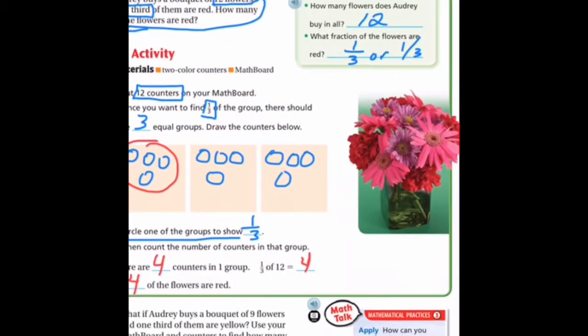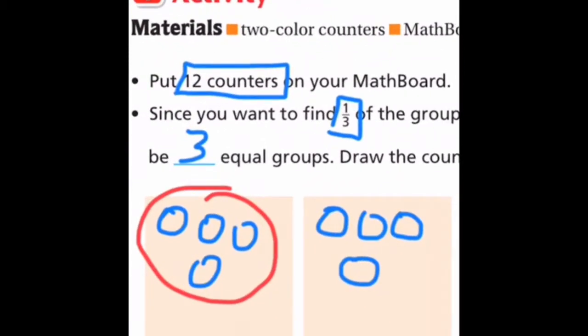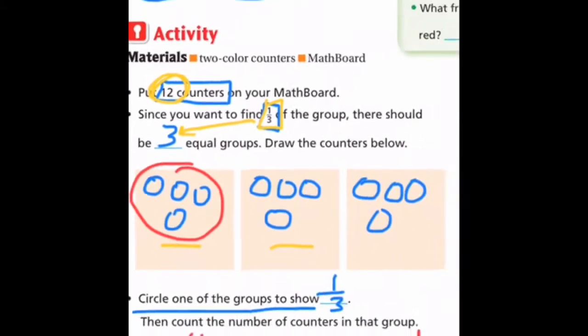It's really that straightforward. You look at the total number you need, which in our case was 12. That tells me how many counters I'm going to draw out. And then the fraction was 1/3, so that means we needed 3 equal groups because it's thirds. 1/3 needs 3 equal groups.